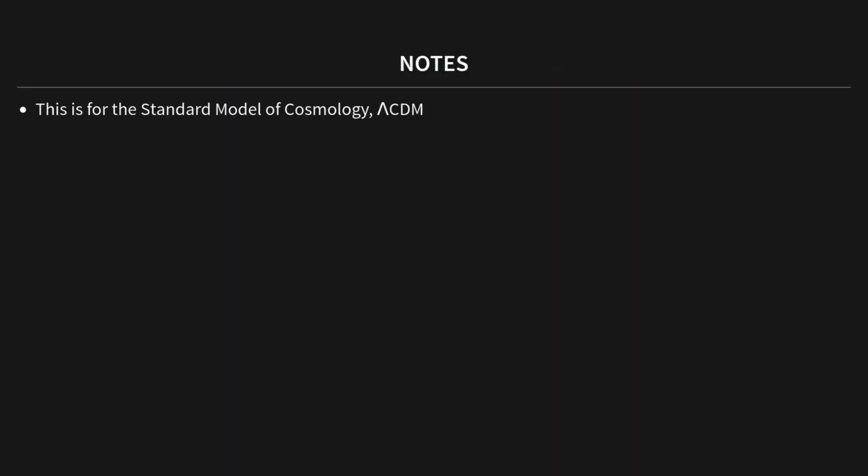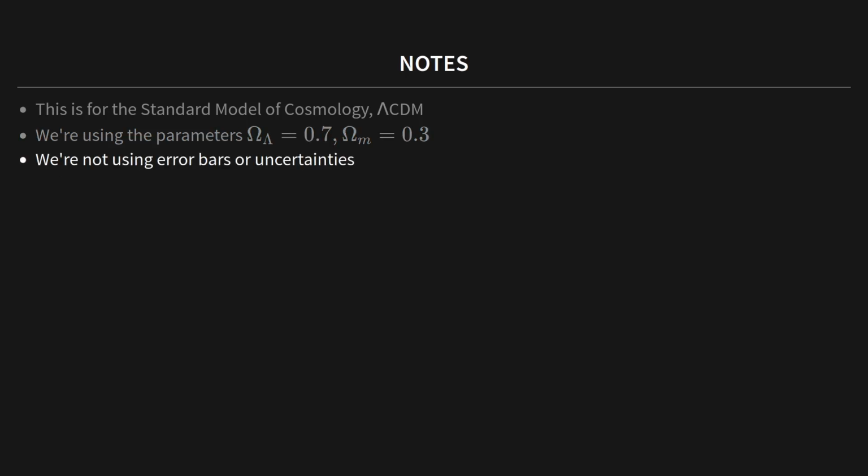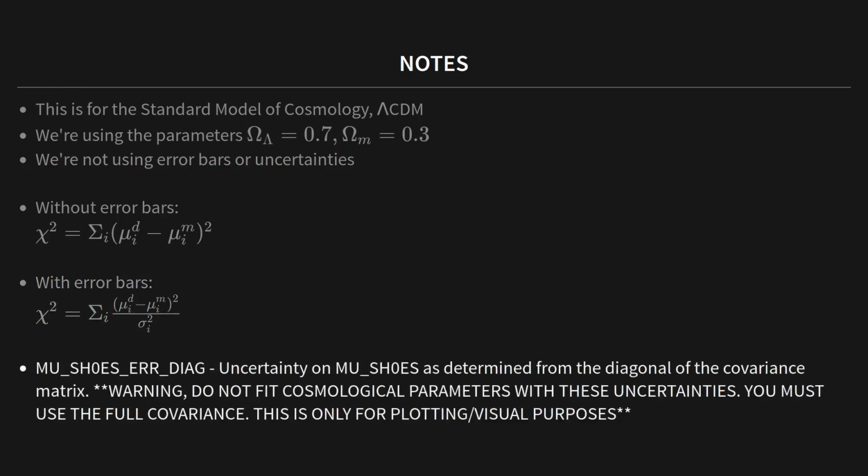And this is for the standard model of cosmology using specific parameters, 70% dark energy exactly. We're not using error bars or uncertainties. We could, it's just one more step. But the uncertainty in the data says do not fit cosmological parameters with these uncertainties. So I didn't.